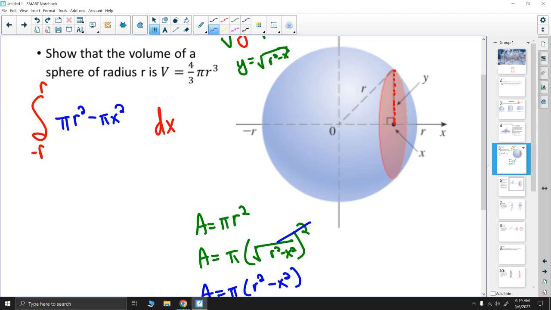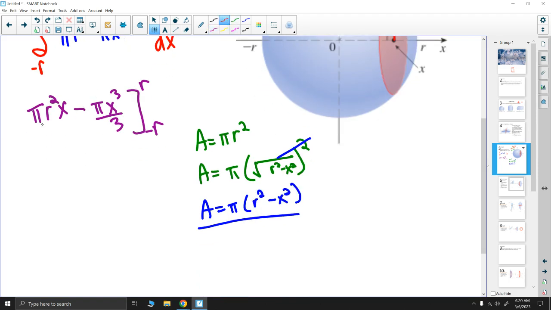The integral with respect to x of pi r squared, again, r isn't a variable, it's a value like 1 or 3 or 10 or square root, whatever, it doesn't matter. It's just some value, okay? So this is a constant here. So the integral of a constant is just going to be pi r squared x minus, in this case, pi x cubed over 3. And we're going to do this from r to negative r, because again, we're doing it over this whole thing.